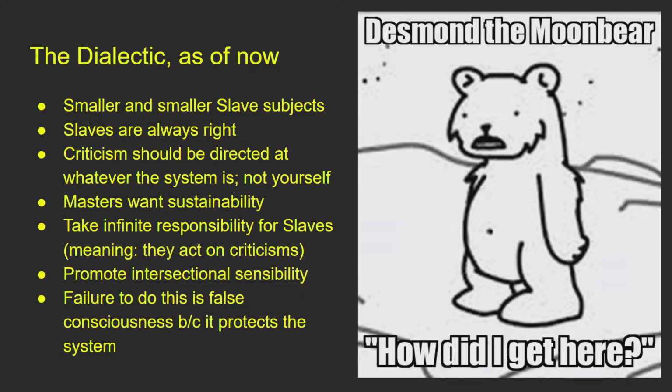For masters, the appeal came through sustainability and an infinite responsibility for the others, to avoid and minimize conflict with the slaves. For sustainability, the masters instilled the mentality of intersectionality in its slaves, and do everything in their power to accommodate the slaves at points of criticism. Any move away from this party line, for either side of the dialectic, constitutes an impulse from the right, and an expression of false consciousness, which protects the status quo of domination and leads us towards fascism.